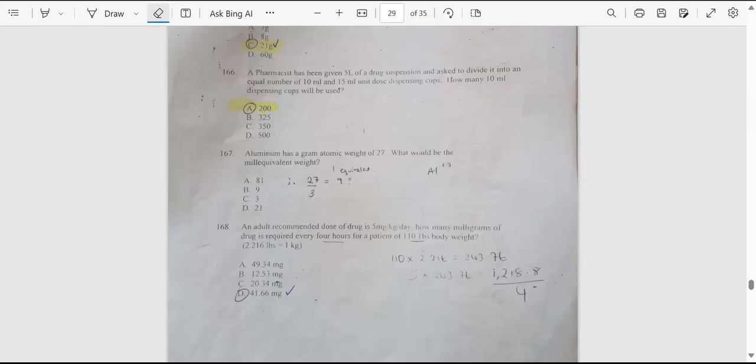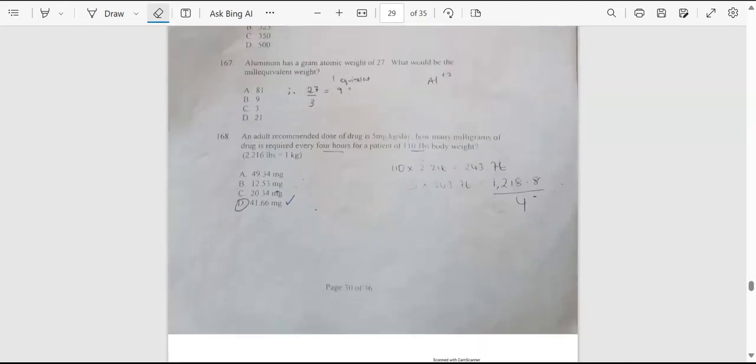I think for milli-equivalent weight, to calculate milli-equivalent weight is atomic weight divided by the valency of whatever compound you're doing. So here it will be 27 divided by the valency of aluminium, which is 3. So our answer is 9. So thank you, Seraphine. Thank you, Divya. Perfect. So number 168.